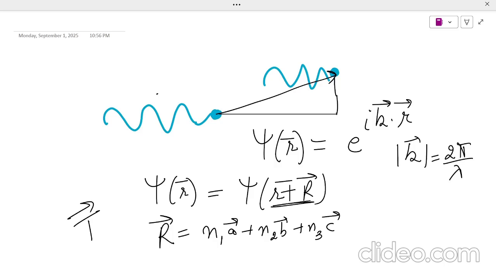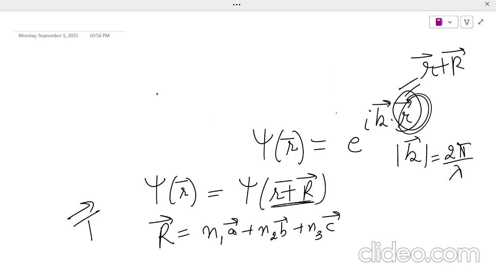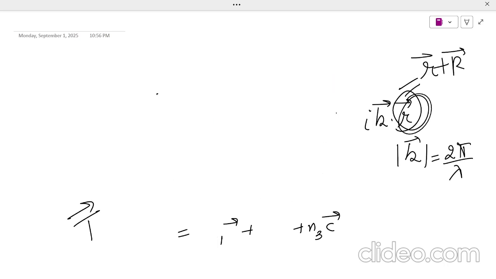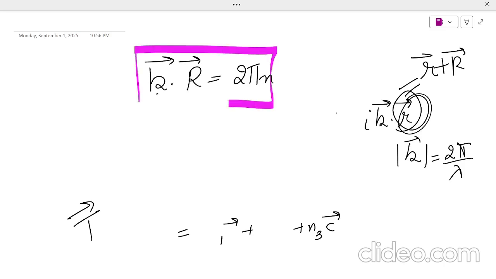So putting the values of r equals r plus capital R, we get a condition, and the condition is k dot R equals 2 pi n, where n is an integer. So this condition means that not all the values of the wave vector of the incoming X-rays are allowed, but only specific values of the wave vector are allowed.